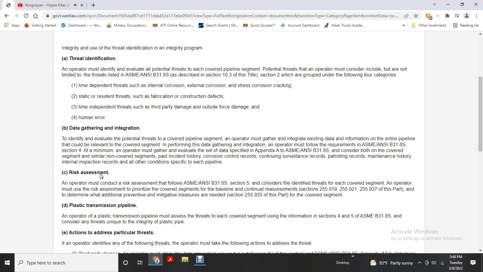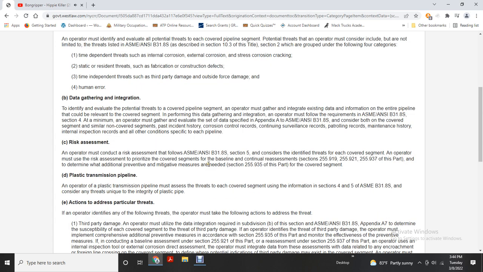In performing the data integration, the operator must follow the requirements of ASME/ANSI B31.8S, Section 4. At a minimum, the operator must gather and evaluate the set of data specified in Appendix A of ASME/ANSI B31.8S, or consider both the covered segment and a similar non-covered segment: past incident history, corrosion control records, continual surveillance records, patrolling records, maintenance history, internal inspection records, and all other condition specifications of the pipeline.